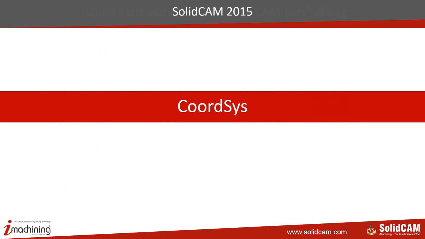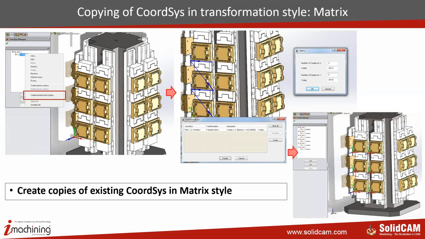Let's talk a little bit about coordinate systems. One of the things that we've done now in coordinate systems is, instead of physically creating a coordinate system at each one of these areas, I can create a coordinate system by matrix, as shown over here, creating several different home positions. Each one of these will be a new home position without me having to physically create one.